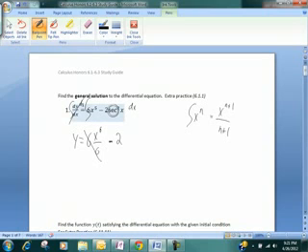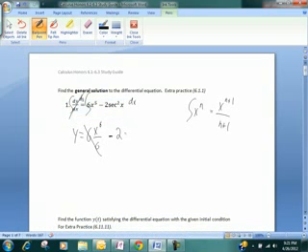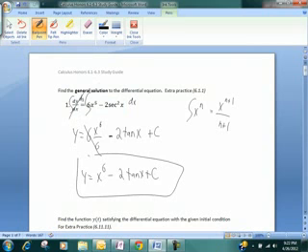And I recognize that secant squared is the derivative of tangent. So if you integrate secant squared, you get tangent of x. Don't forget your plus c, because you're taking a general solution here, which is basically an antiderivative. So y is equal to x to the 6th minus 2 tangent of x plus c. That is your final answer.